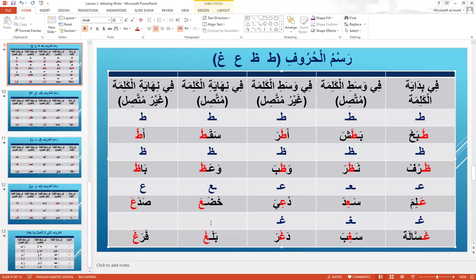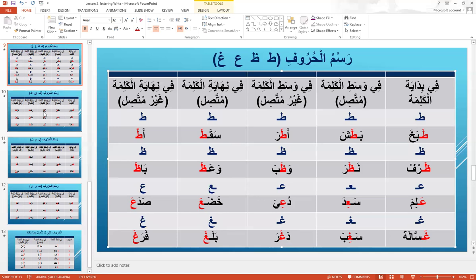Ghain at the end of the word, connected. So we write the connection first and then Ghain. Ghain at the end of the word, not connected. So we write Ghain normally. So this is how to write Ta, Tha, Ain, Ghain.